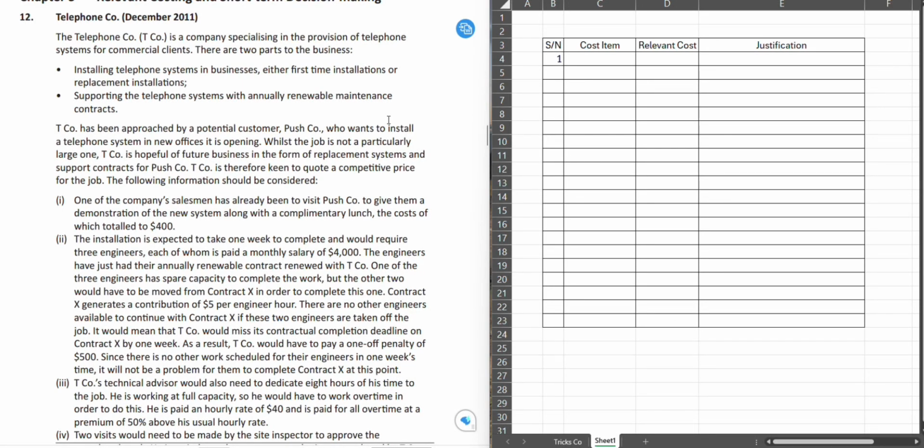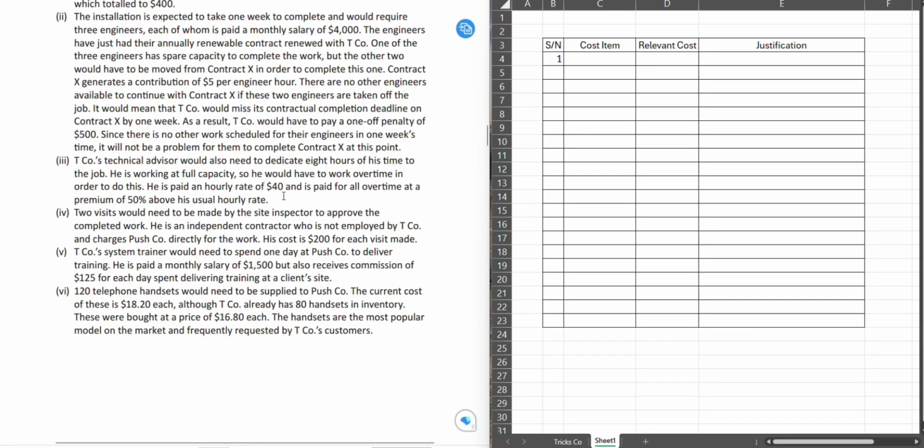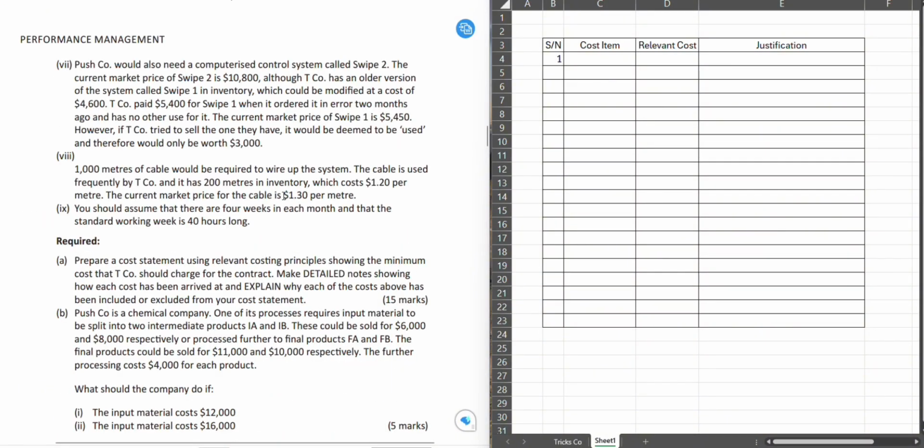Telephone call. This is another example of how relevant costing can be tested. This is a past exam question, and I'm going to look into this in detail. So I will say take like 2-3 minutes, go through the question. You can pause the video right now, go through the question so that you can follow through the solution as I progress. And where I'm going to start from is to go quickly into the requirements.